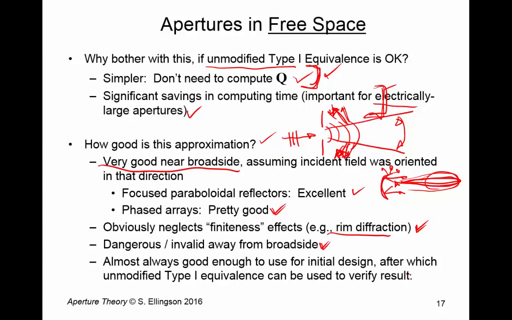Almost always good enough to use for initial design, after which unmodified type 1 equivalence could be used to verify the result. So if you're doing this to improve computational efficiency, then one strategy is to do this cruder approximation to get the design kind of initialized. And once you feel pretty good about a design, then you could do the unmodified type 1 equivalence, not making the plane wave assumption here, and see what you get.